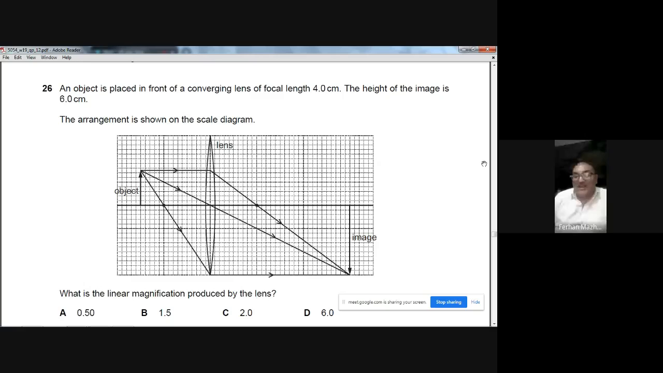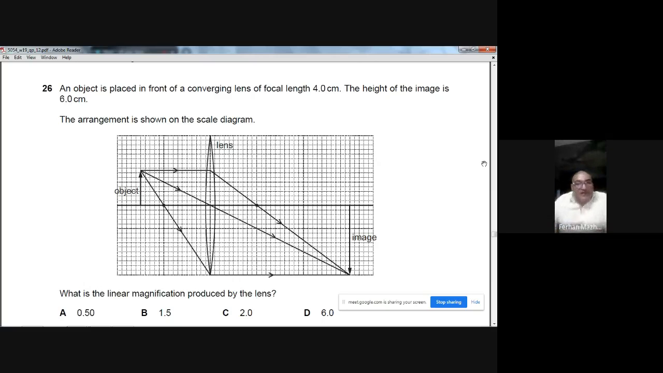C is the option. You see, the linear magnification is equal to the height of image divided by height of the object. So I just calculated the squares. What is the height of the image? What is the height of the object? Because he said that this diagram is a scale diagram. Height of image divided by height of object gives you the magnification.